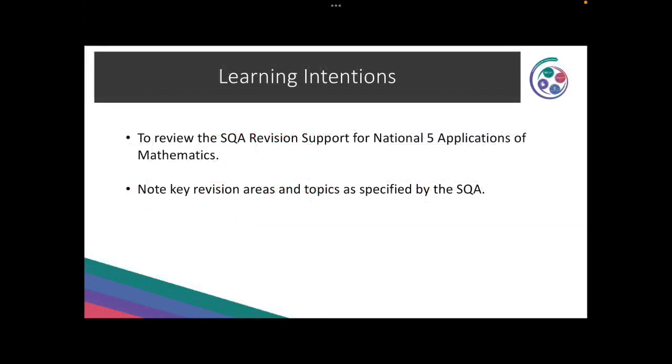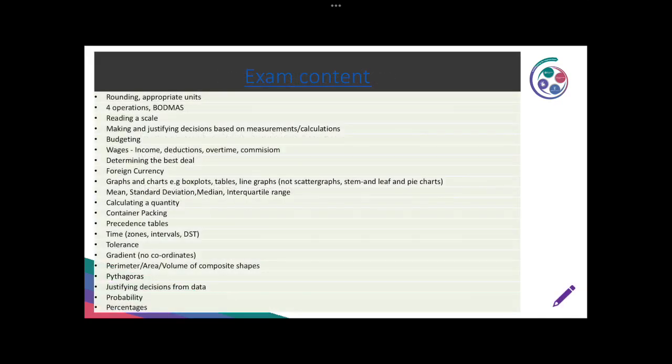Well, that's all we've really got time for in this video. So to review our learning intentions for this session, we set out to review the SQA revision support for National 5 applications of mathematics for the exam 2022 and to note the key revision areas and topics as specified by the SQA. We looked at the course specification and removed any of the topics that SQA have advised us is not going to be in the exam this year, and we created a condensed topic list which looked like this, where we can see those different topics which we've went through.